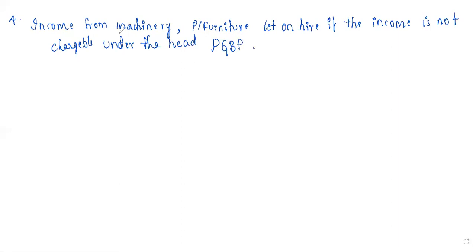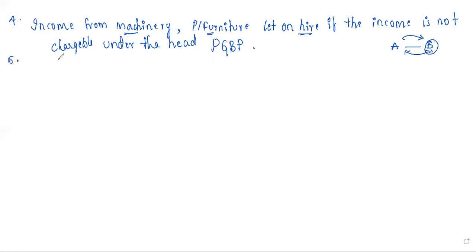So listen, any income that you're getting out of your machinery, any income that you get out of your furniture, you have given your machinery on hire. So here A has given a machinery to B on a hire basis, and B is using that machinery. B will be paying some rent towards that machinery to A. So here the income is not chargeable under the head of PGBP, that income, whatever he gives on a hire basis, but that will be chargeable under the head of income from other sources.